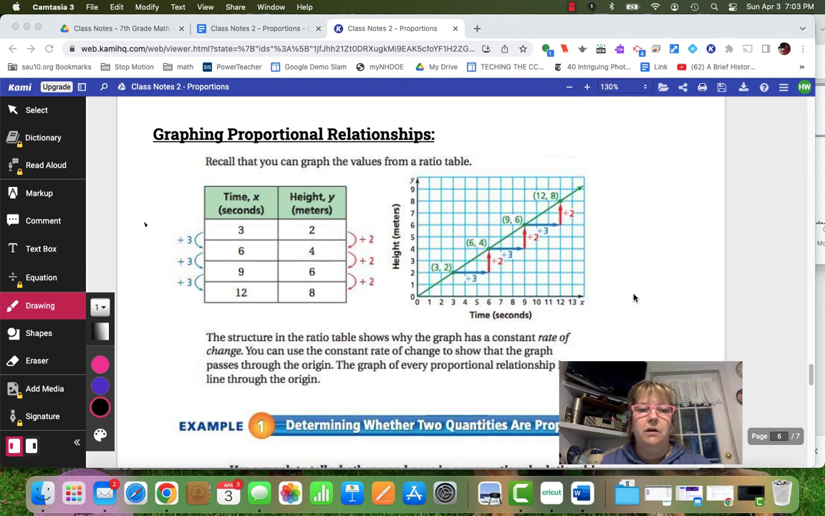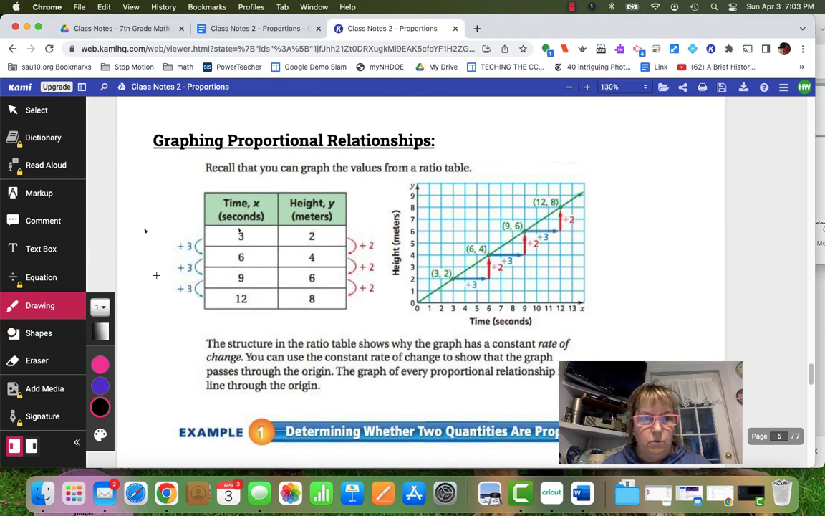So remember, you can take values from a ratio table and use them as xy coordinates to graph. In this ratio table, time is x, in seconds, and that column corresponds to the x-axis, and height is in meters, and that corresponds to the y-axis. So these make nice, lovely little xy pairs. We have little xy pairs, and I can plot each of these and create a graph. And if I connect those, I get this lovely straight line that goes through the origin.